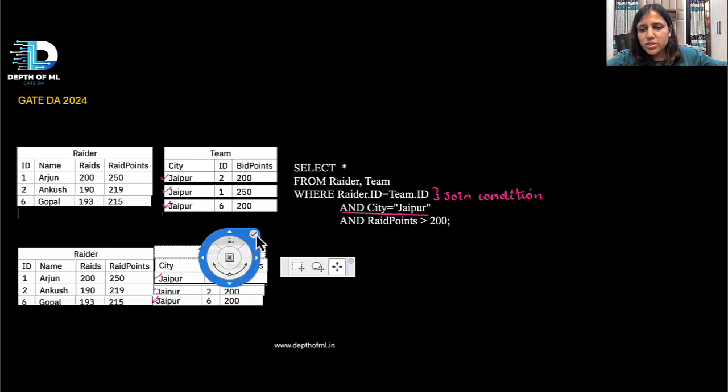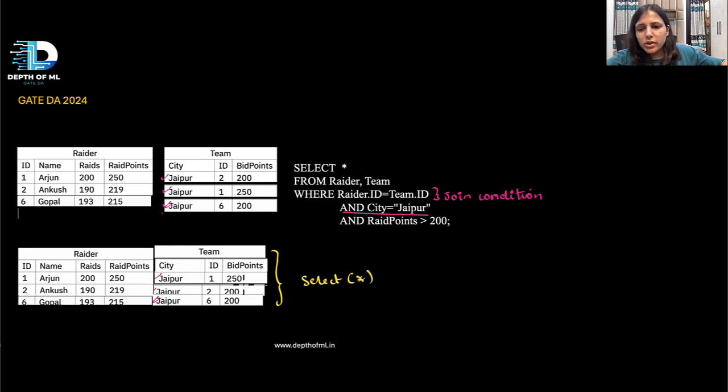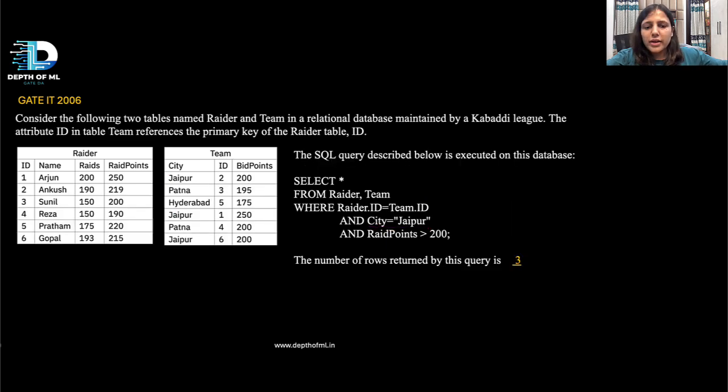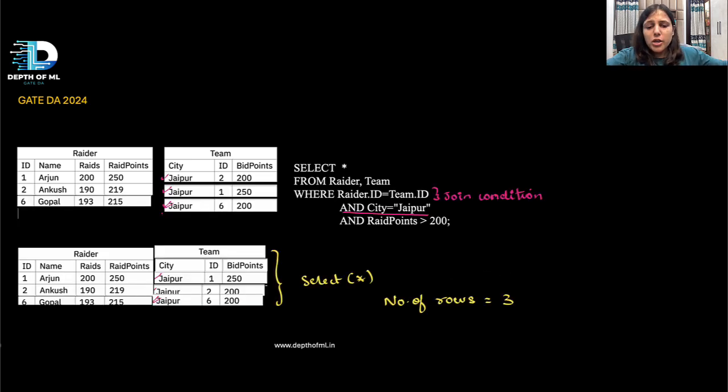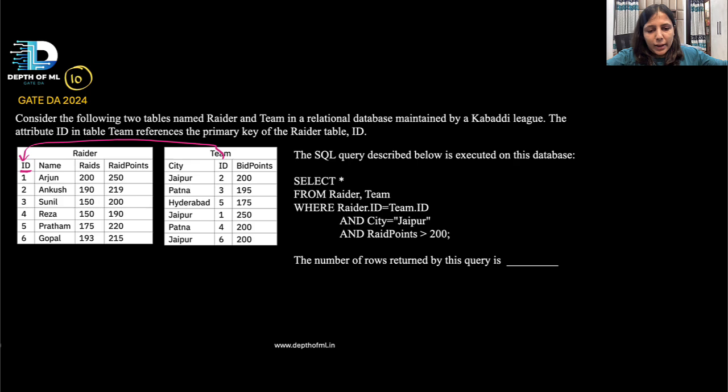Now you are doing select star on this. So how many rows are there? There is first row, second row, and third row. So the number of rows returned is 3. Okay, so the final answer is the number of rows returned by this query is 3. Okay, so you don't have to do it so elaborately.